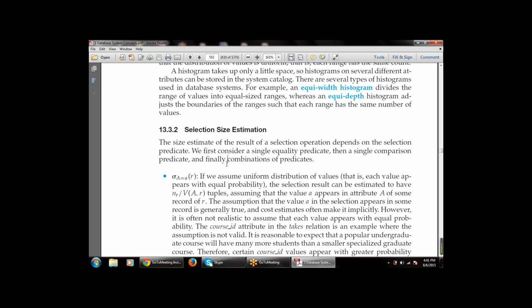This is the method that is used for sigma A equals to a, and it rests on the assumption of a uniform distribution of the values.